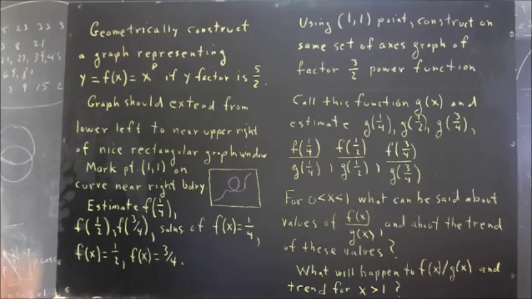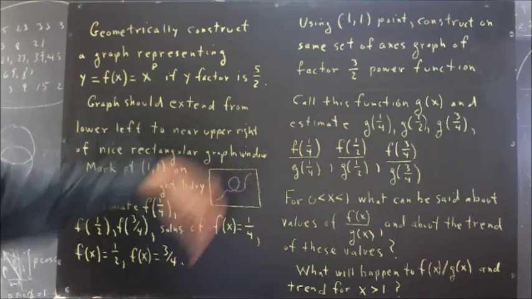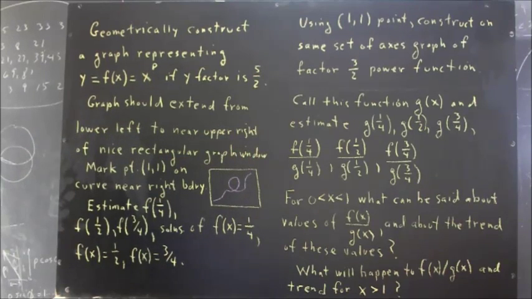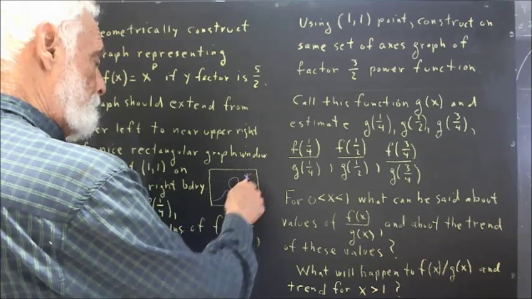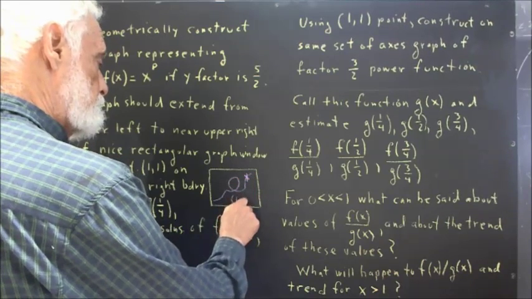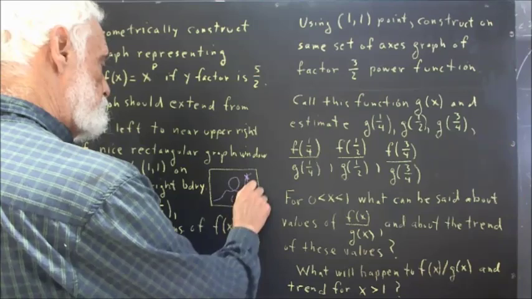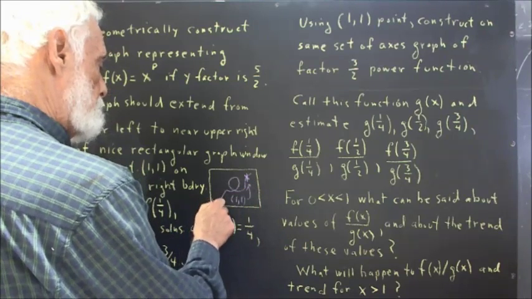Okay, anyhow, we want to estimate those values of the function, so that's fairly easy to do because we will have marked a point 1, 1 near the right boundary. So on this curve, we might say that 1, 1 is here. And 0, 0 might be here.